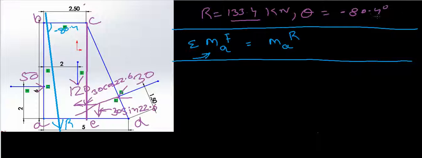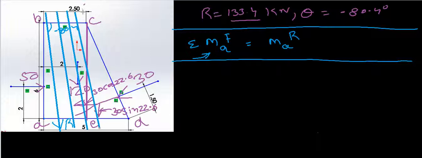But the question arises, boss, if my theta is negative 80.4 degrees, even this is negative 80.4 degrees. So now I'm interested to know what is my position? What is the position of my resultant in this system?